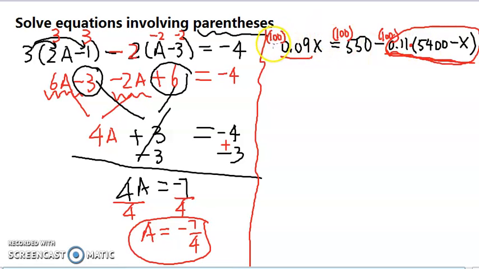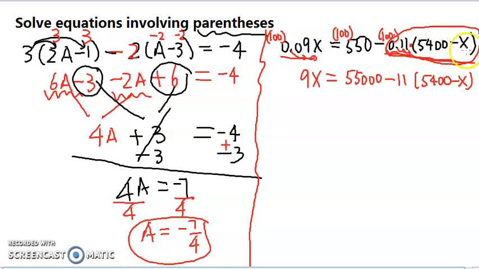So now let's multiply. When we multiply a decimal by 100, it's like moving the decimal point to the right 2 places. 2 zeros will move the decimal point to the right 2 places. That gives us a 9. Copy down x. Now 550 times 100, that gives us 55,000. And 0.11, again, multiplied by 100, we'll move the decimal point to the right 2 places. So that gives us negative 11.